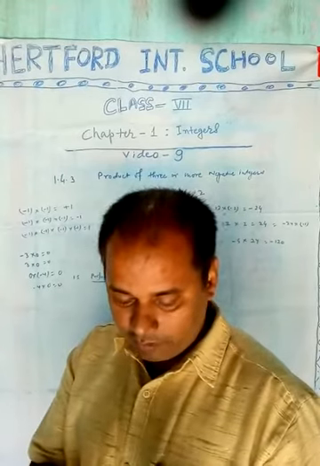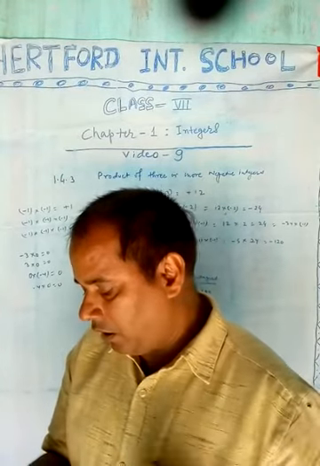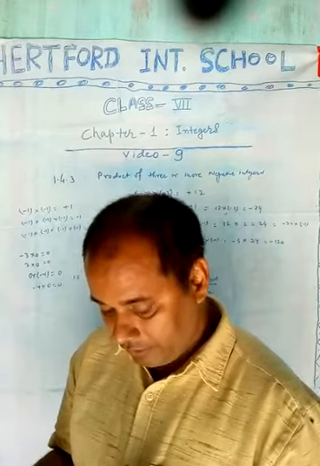Next point is 1.5.4, a multiplicative identity.